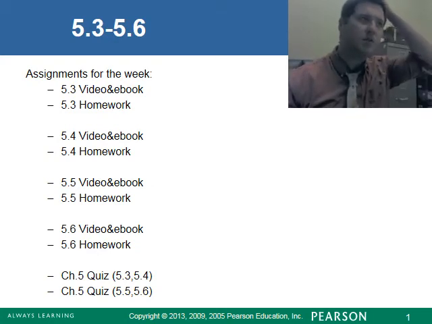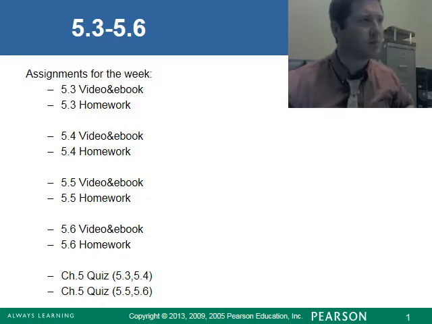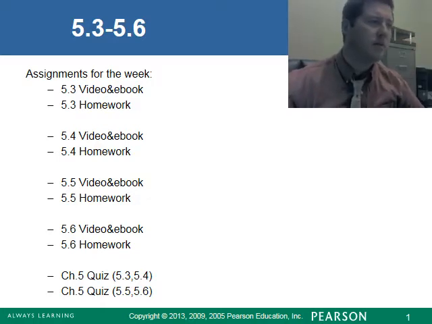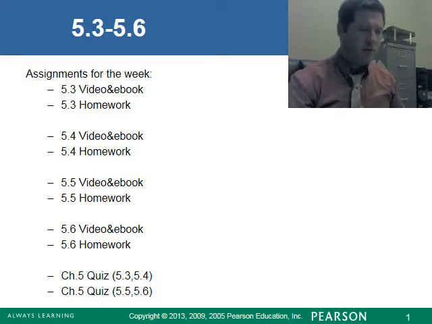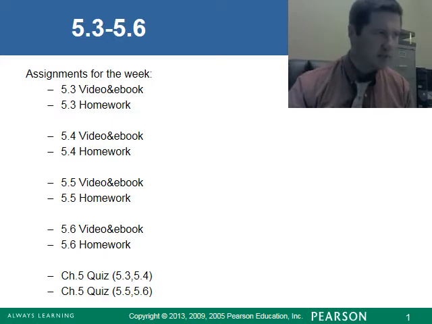Okay, this is the module for 5.3 through 5.6. It seems like a lot. There are a lot of formulas, but they're all applied very similarly. So this shouldn't be too bad. Okay.